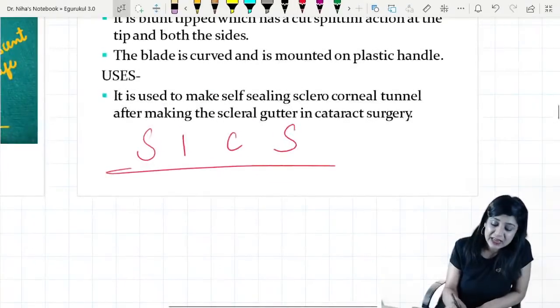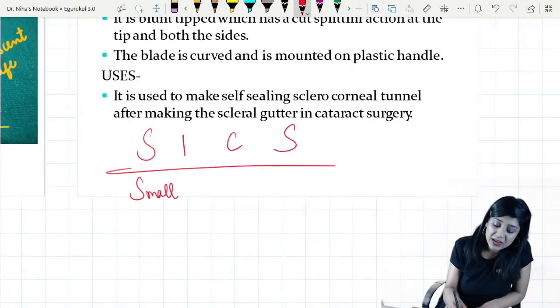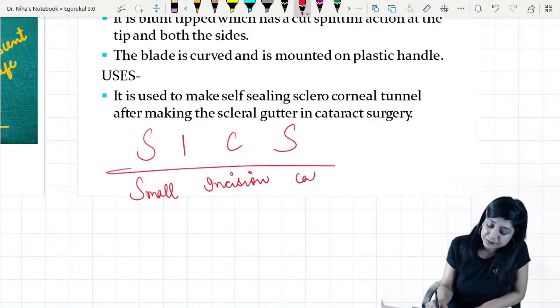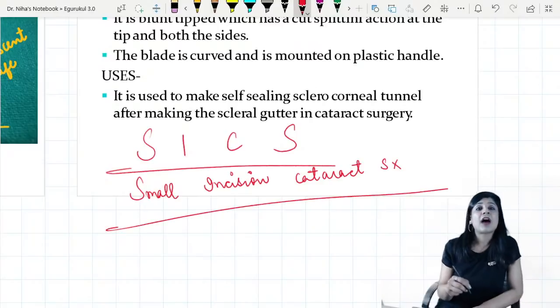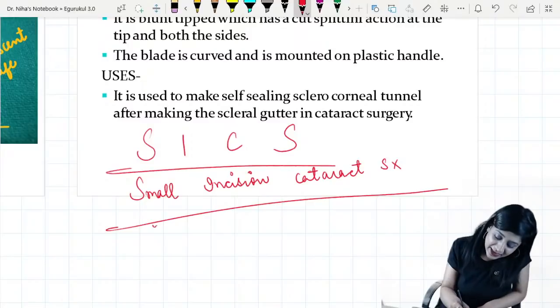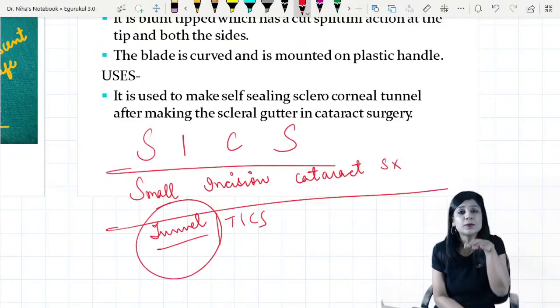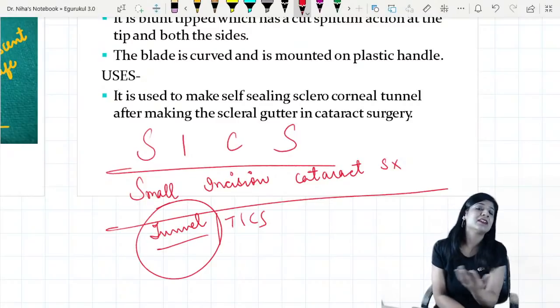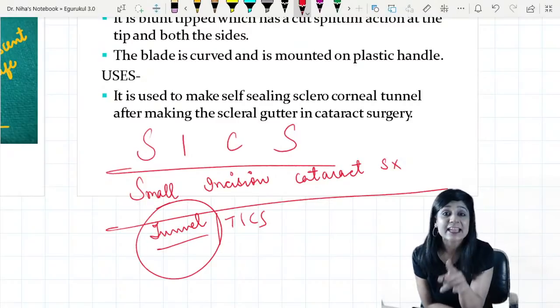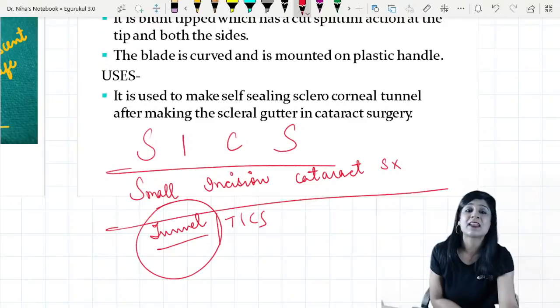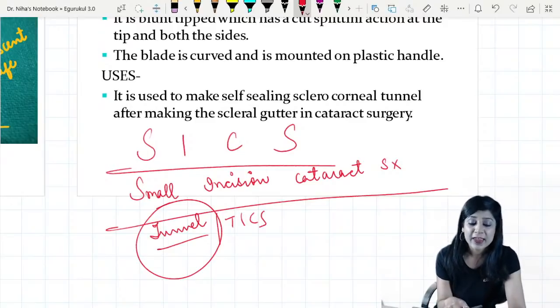SICS means small incision cataract surgery. Our professors also used to call it tunnel incision cataract surgery, like TICS, because here you are going to create a tunnel, a sclerocorneal tunnel. So this is the ideal instrument that we are using for SICS, while you will see that the keratome we will be using for phacoemulsification.